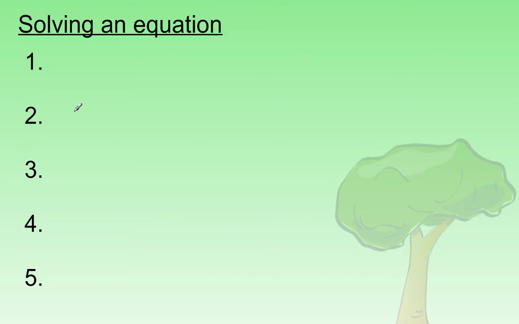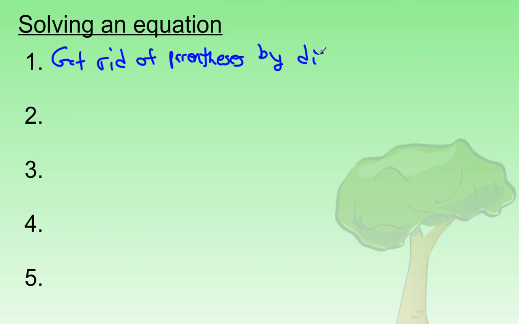So the first step in solving an equation, step number 1, is we want to get rid of the parentheses by distributing. Okay, so we get rid of these parentheses by distributing. The next step is we try to combine like terms on each side.